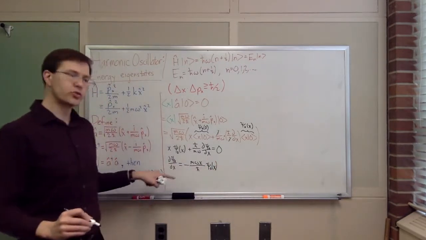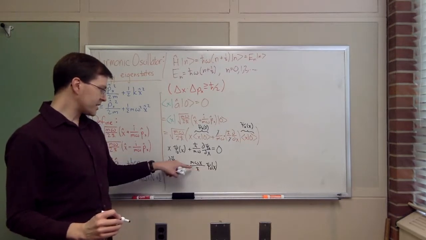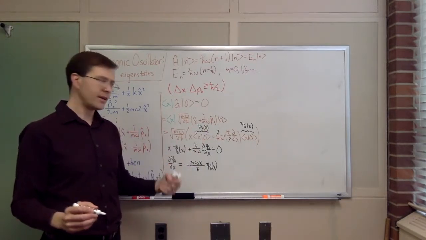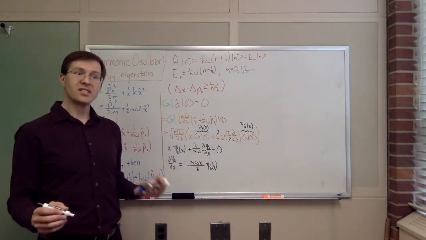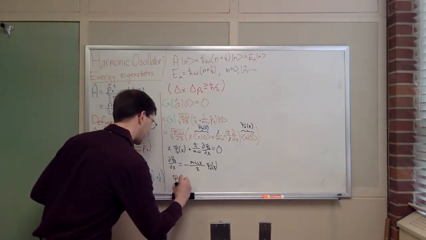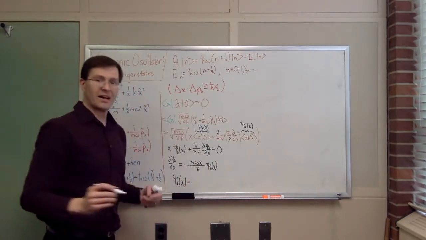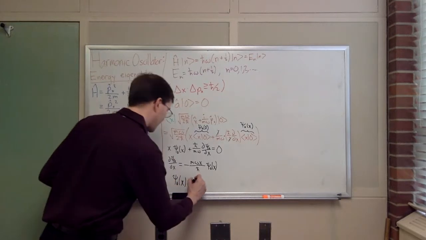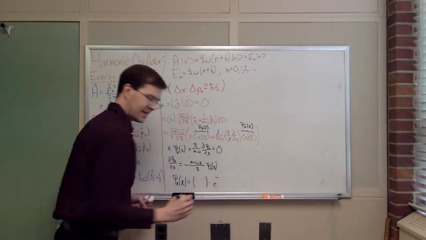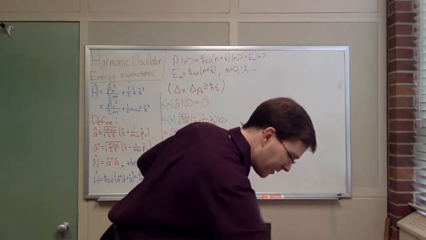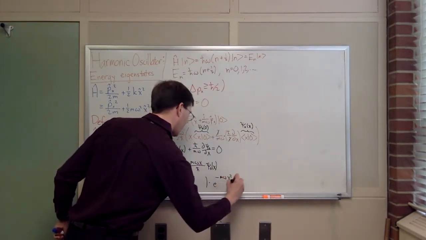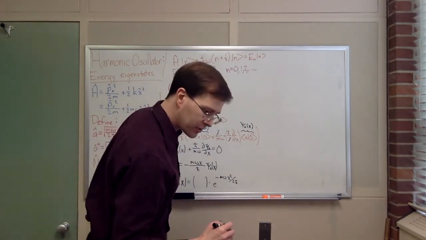So we need some function whose derivative is equal to constants times x times itself. If it were just constants times itself, e to the x would be a good candidate, but it's not. It's got an x in it as well. That suggests an e to the x squared will work well. And in fact, we find that psi 0 of x equals some normalization factor times e to the minus m omega x squared over 2 h bar.